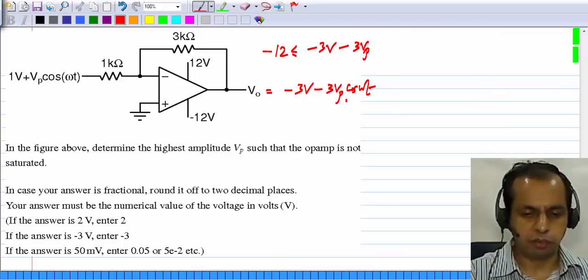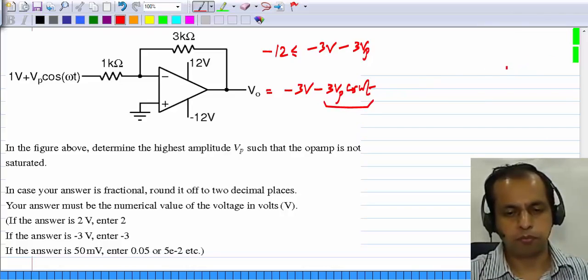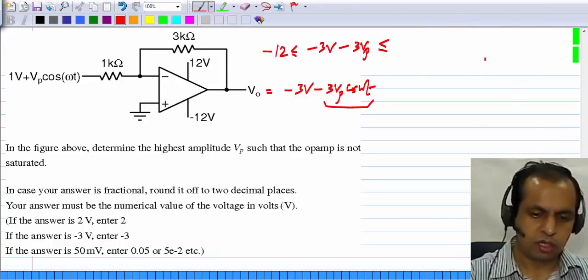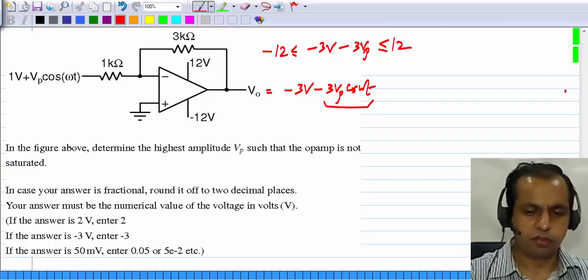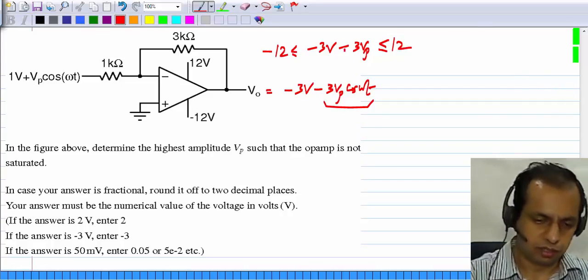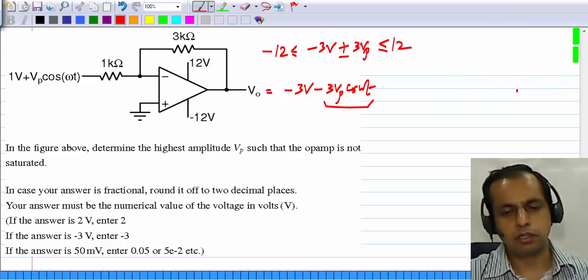I'll write minus 3 Vp because the maximum value of this is what matters. So it's either minus 3 Vp or plus 3 Vp. And on the other side I'll have 12. So this can be either plus or minus.